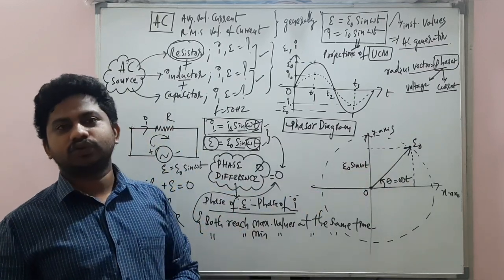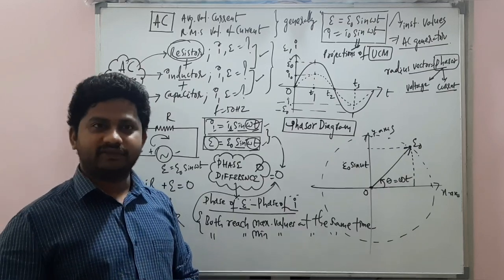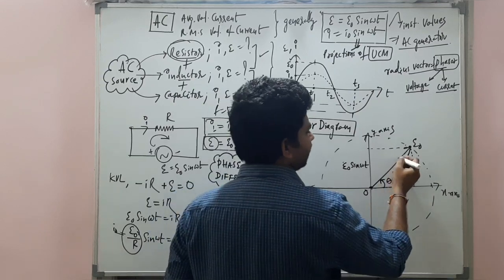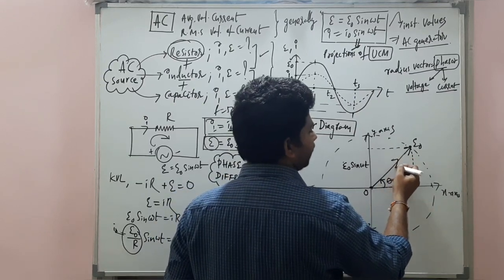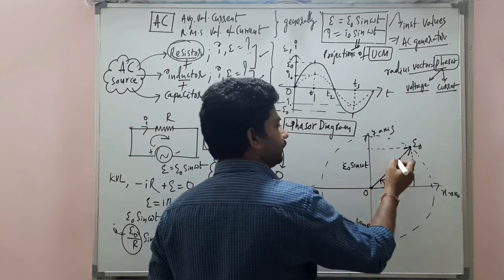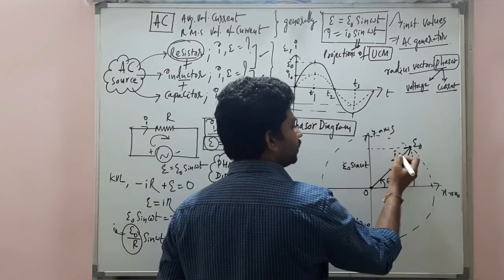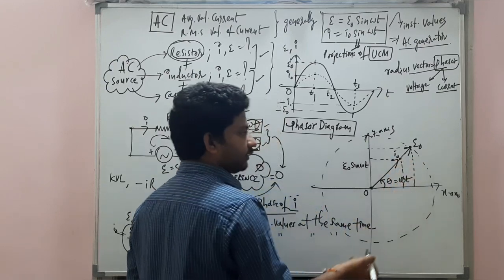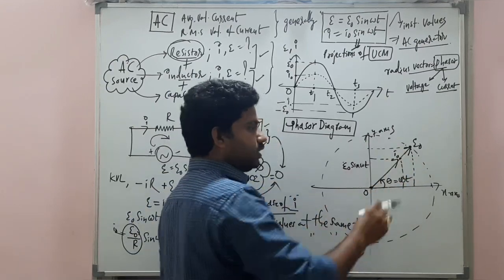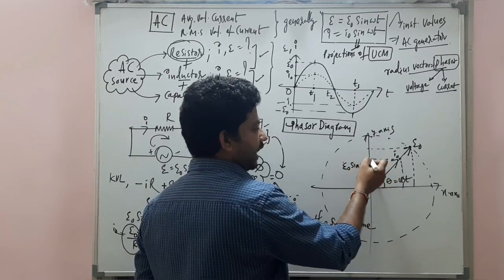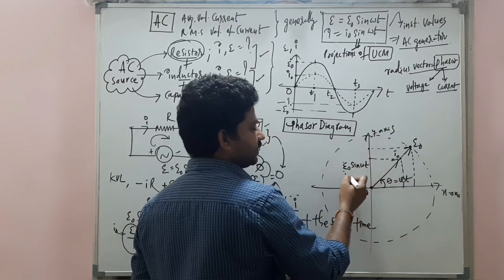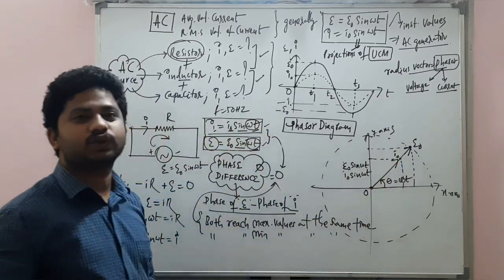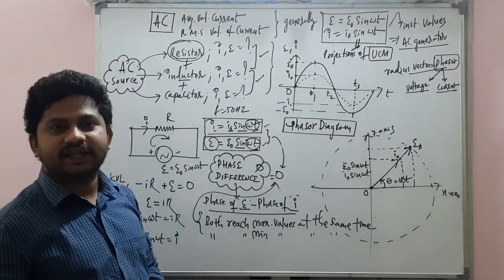The current phasor diagram you can also draw the same way. Imagine this is the current, and the peak value of current is here. This is I naught, and this phasor vector will also have its own projections on the y-axis. So that is I naught sine omega t. This is the phasor diagram.